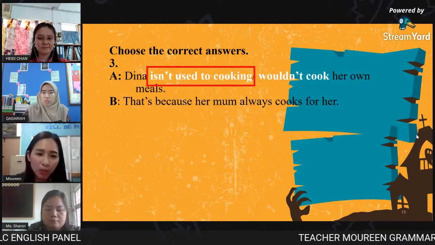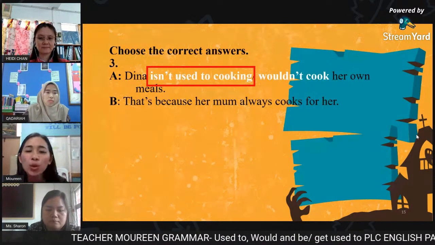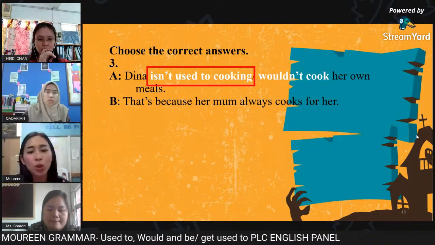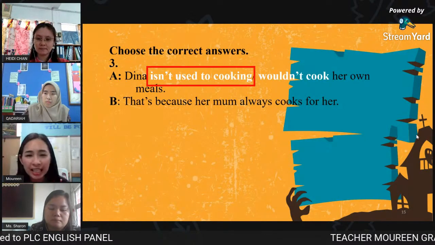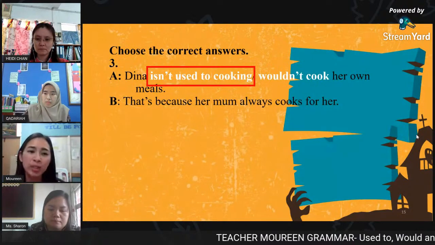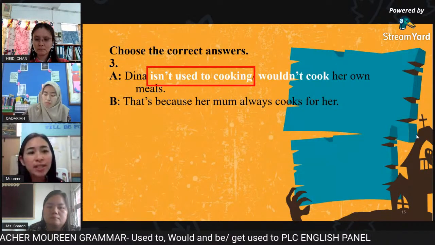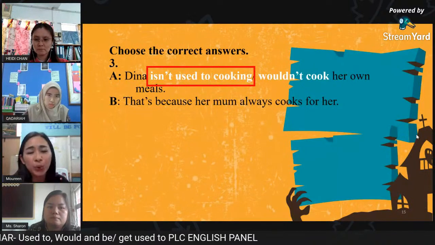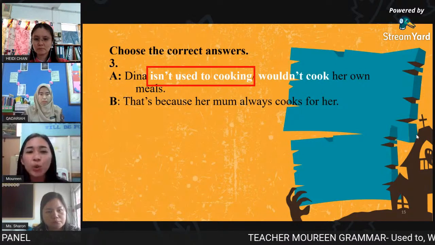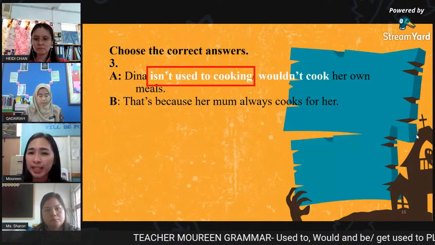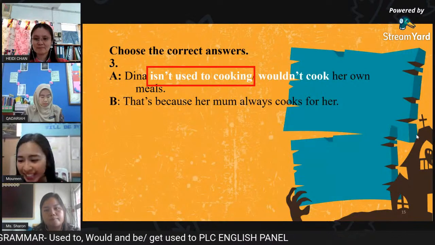Action in the past. Tapi if you look at the answer for B, jawapan B, the dialogue for B, that's because her mom always cooks for her. This one is a present tense. Cooks for her. It's a present tense. So this context or situation cannot be happening in the past. So we don't use wouldn't cook, but it's better if you use Dina isn't used to cooking. That's the explanation to why it isn't used to cooking, not wouldn't cook. All right, so I hope everyone still gets 3/3 for now. Okay, I'll move to question 4.